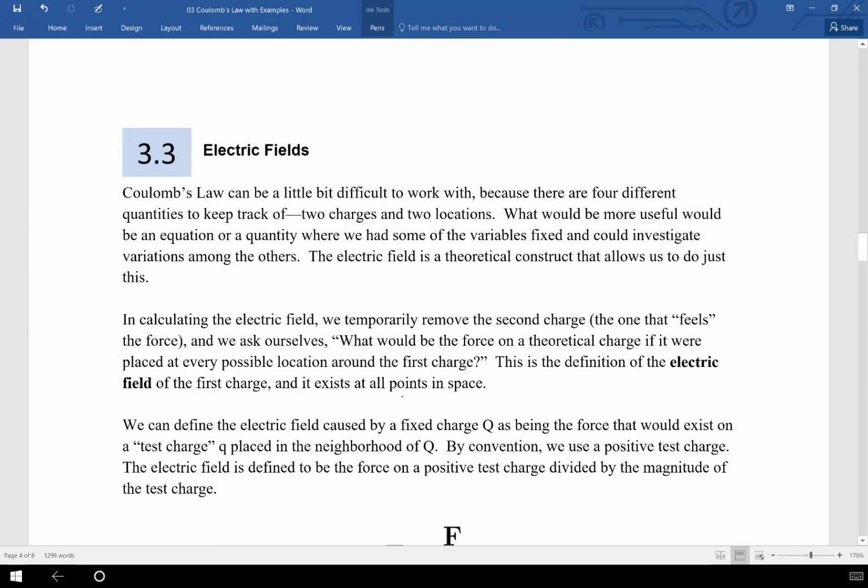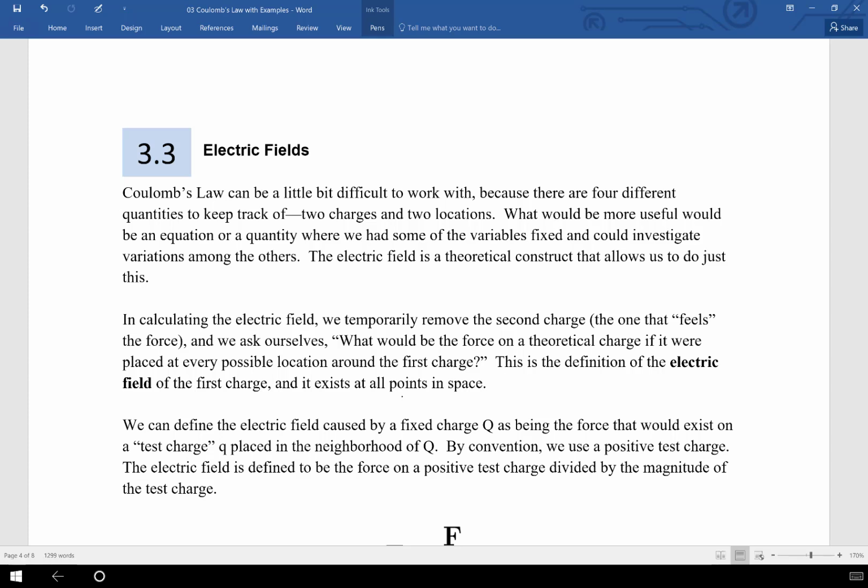Okay, so we can use Coulomb's law all day, but it is pretty complicated. And the reason for that is because there are 2 different charges to keep track of, each of which has its own magnitude and each of which has its own location. It would be a lot easier for us if we only had one quantity to keep track of, one charge and one location. And the electric field allows us to do that.